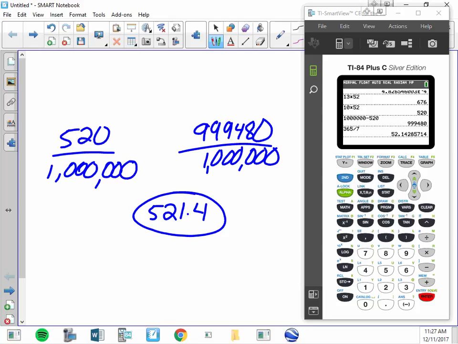Is that what the book had? Your chance of losing? It had 99999 over a million? What page?